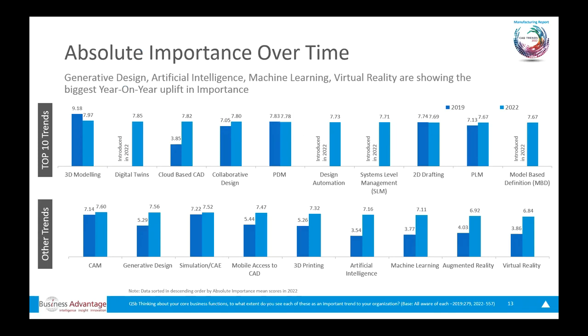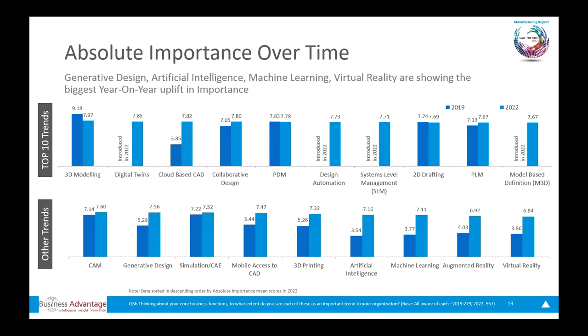We next look at changes in importance over time. The dark blue bar represents the 2019 survey. The lighter blue bar represents data from this year's survey. So what's interesting, and just take a couple of quick examples. If we look on the top set of trends and the third one in from the left, cloud-based CAD, we can see that in 3 years, the importance to businesses has grown from 3.85 to 7.82. So essentially doubling in importance over that 3-year period.